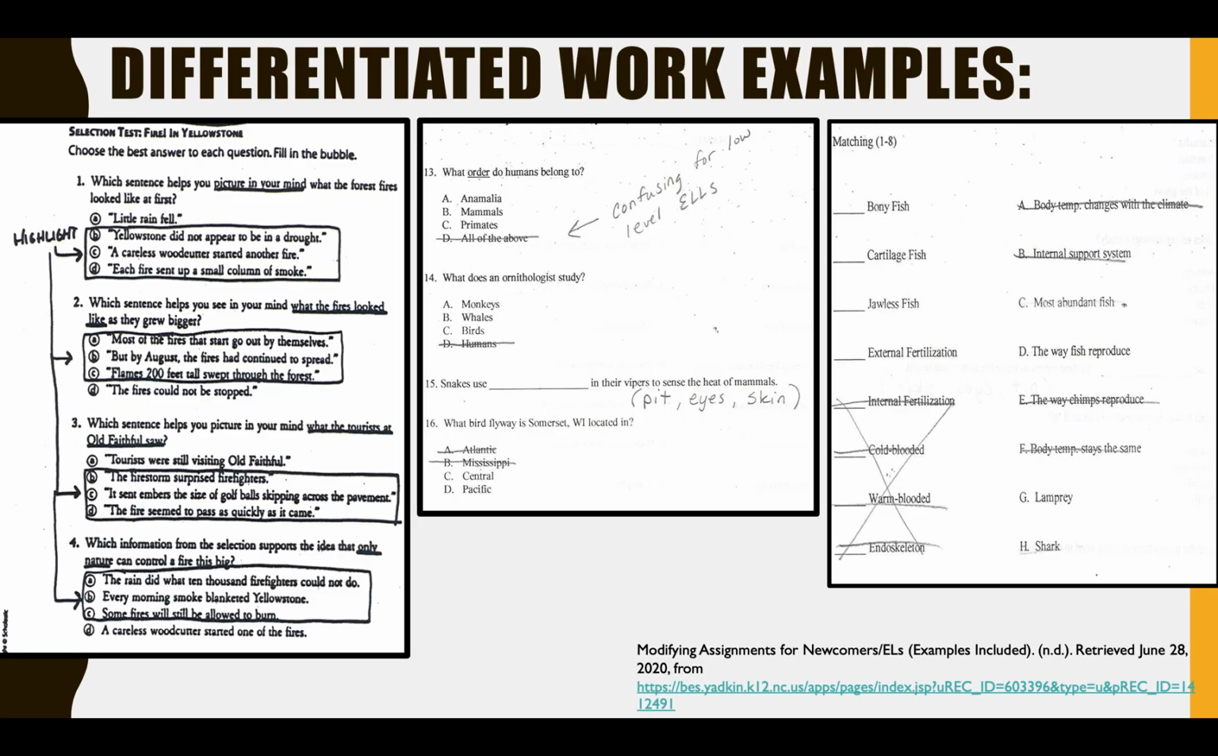These are examples of differentiated work. In the first picture, you have a test that is differentiated with selected options, as well as in the second and third.